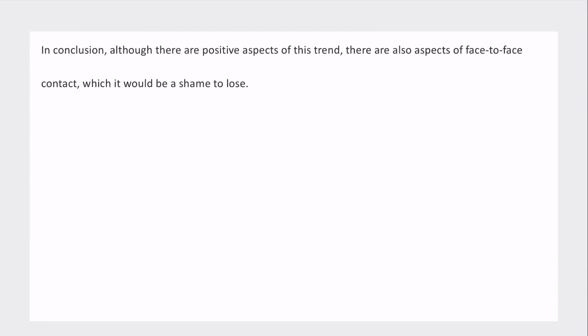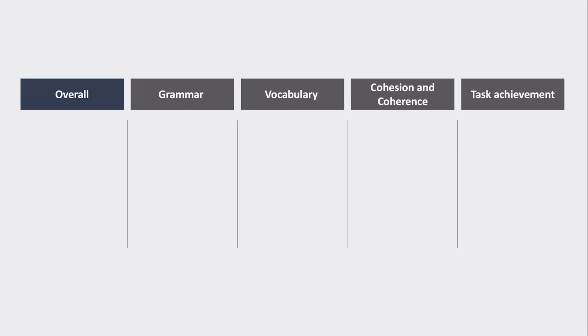Okay, so in conclusion, although there are positive aspects of this trend, there are also aspects of face-to-face contact which it would be a shame to lose. Again, which it would be a shame to lose is a very nice phrase. But again, what's their opinion? It's kind of 50-50, right? They're like, there's some good things and some bad things, I guess. But again, I would like to have seen them take a much stronger stance in this essay. And I think that's the main drawback of this essay.